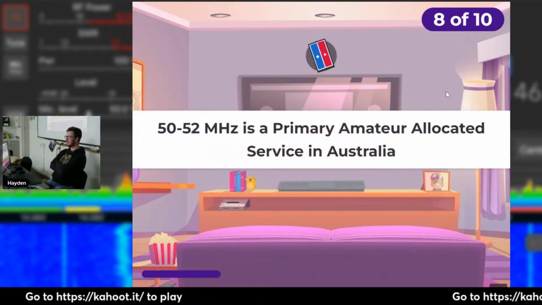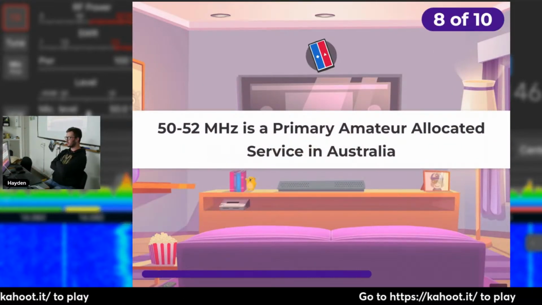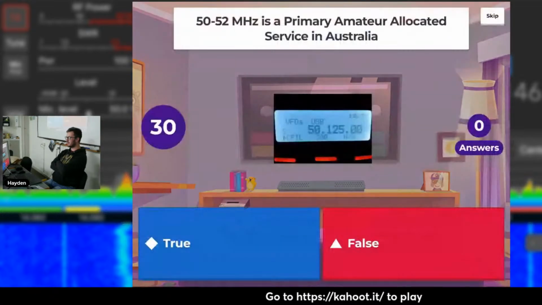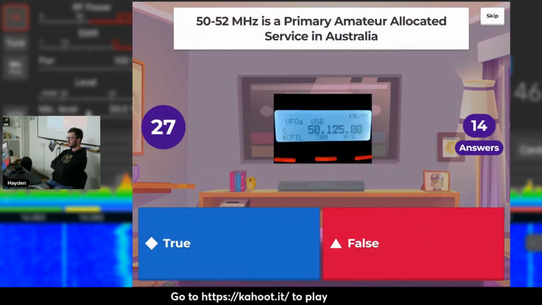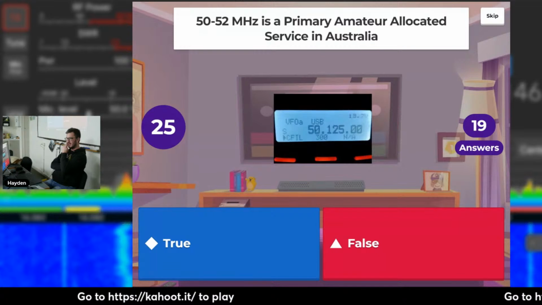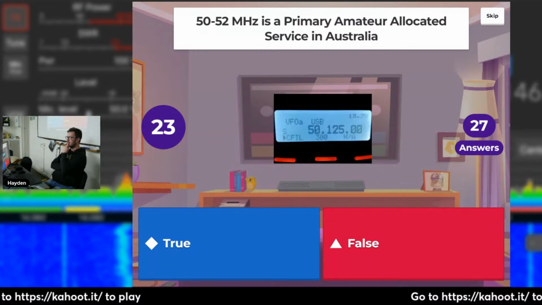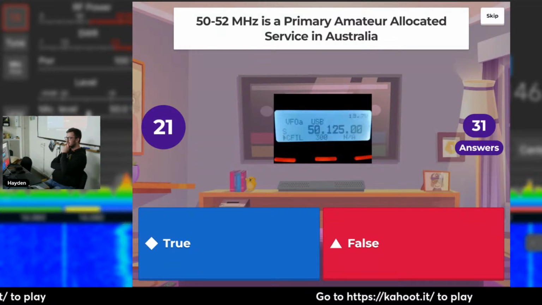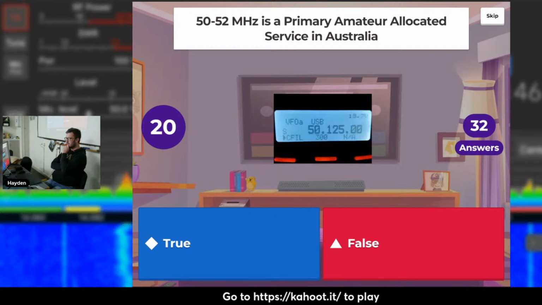True or false? 50 to 52 megahertz is a primary amateur allocated service in Australia. True or false? 6 meter band, the bottom end of the 6 meter band. True or false? Is it a primary amateur allocated service?